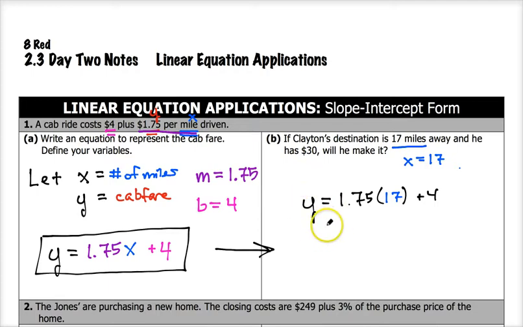So when we do that, 1.75 times 17 is 29.75. And add 4 to that, we get 33.75. So what that means is if you go 17 miles, it's going to cost $33.75 to go that total distance. So the answer to this question is, since Clayton only has $30, no, he does not have enough money.